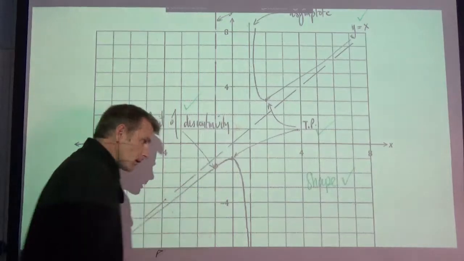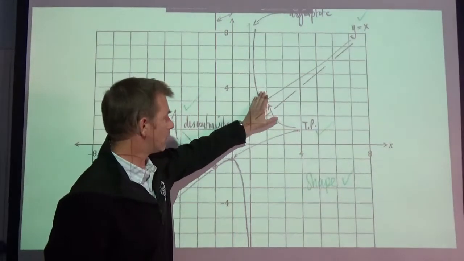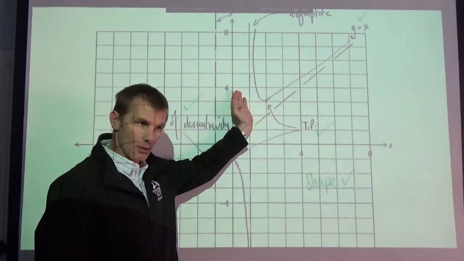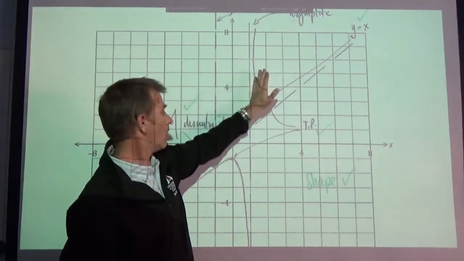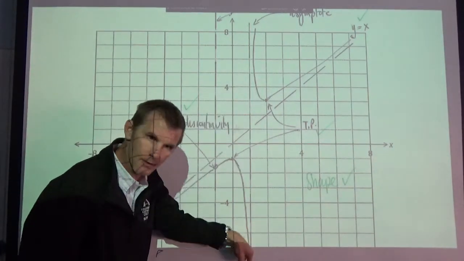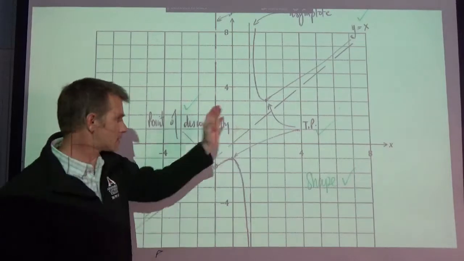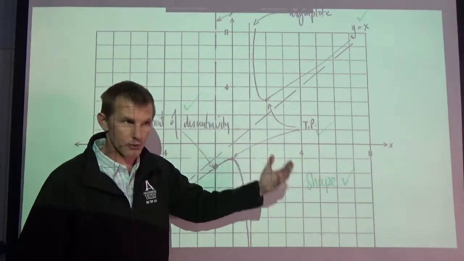Okay. If we look either side of this asymptote, on one side we get a big positive number. On the other side we get a big negative number. So that confirms that it's a regular asymptote. Okay, what you would expect.